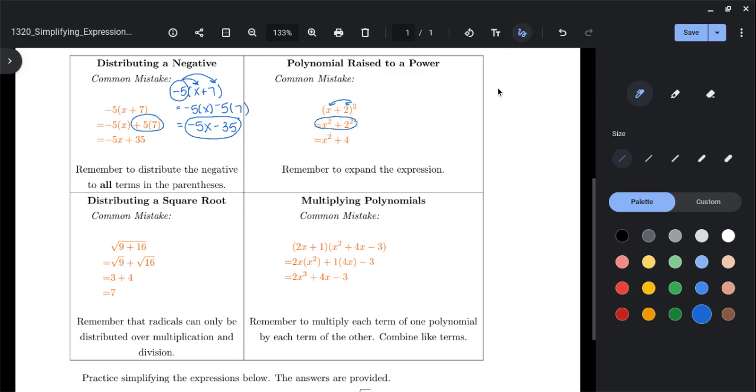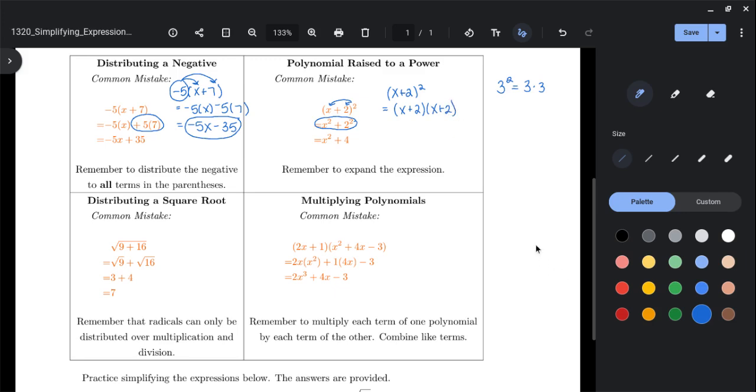So think about this in terms of numbers. If I asked you to do 3 squared, well, the exponent would tell me how many times you're going to be multiplying 3 by itself. So in this case, we're multiplying 3 by itself 2 times. Well, it's the same thing with an expression. We're multiplying what's in parentheses by itself 2 times. So let's go ahead and expand this expression here. So I'm going to write this as x plus 2 times x plus 2.